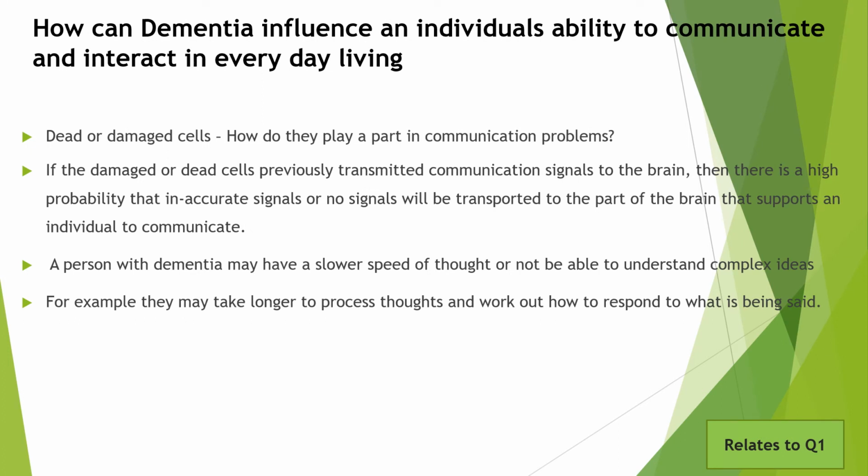So how do dead or damaged cells play a part in communication problems? Well, if the damaged or dead cells previously transmitted communication signals to the brain, then there is a high probability that inaccurate signals or no signals will be transported to the part of the brain that supports an individual to communicate. A person with dementia may have a slower speed of thought or not be able to understand complex ideas. So, for example, they may take longer to process thoughts and work out how to respond to what is being said.